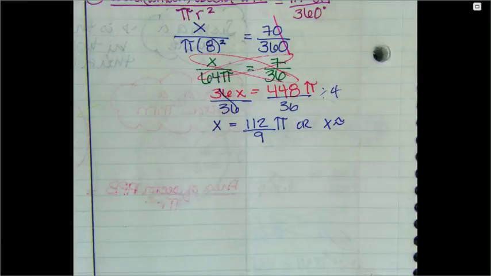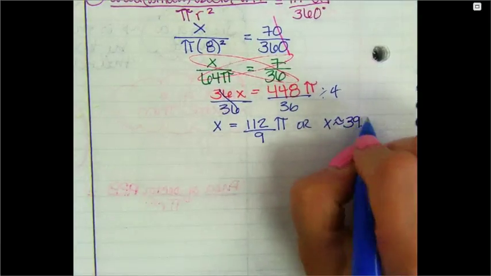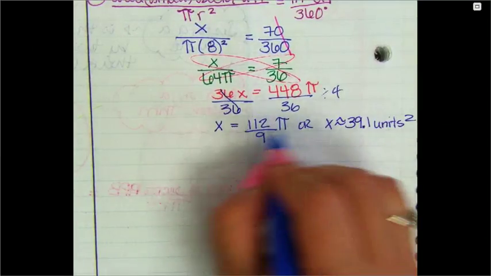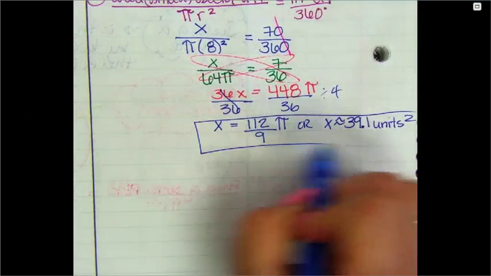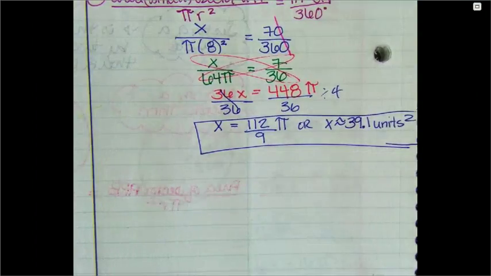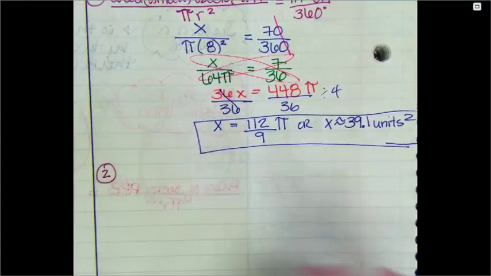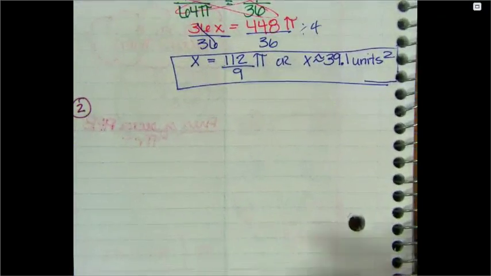What is it? 39.1. Units what? Squared. Unit squared is for both of them, but I'm just going to write it here at the end because I'm kind of squeezing my answer. Yes? Questions? Very similar to Friday, yes? Okay, I wanted sectors, plural, so what do I now need to find? The second one. So I want you to go find the area of the second sector.